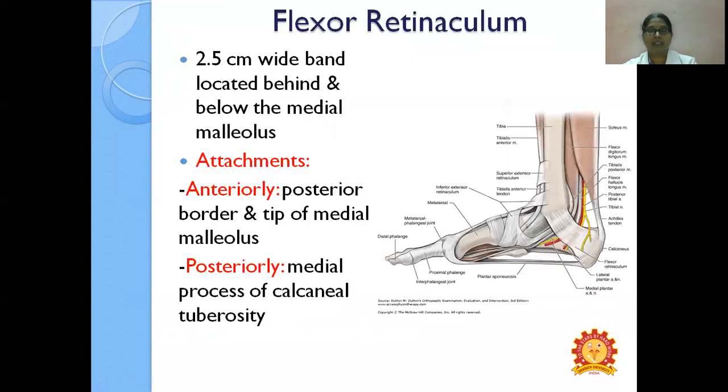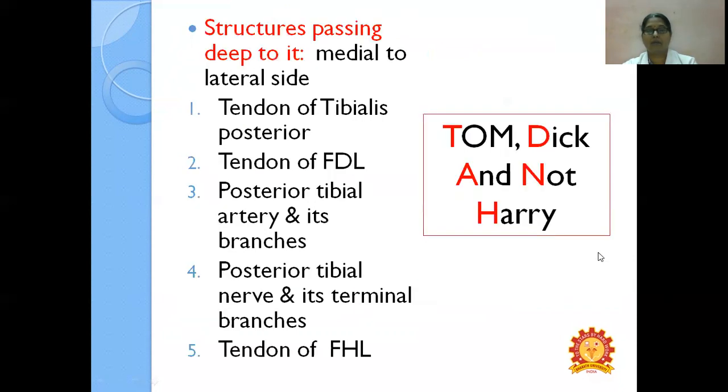Then the retinaculum on the medial side of the ankle, we call it the flexor retinaculum. Anteriorly it is attached to the posterior border and the tip of the medial malleolus, whereas posteriorly it is attached to the calcaneal tuberosity. Let's see what are the structures passing deep to the flexor retinaculum.